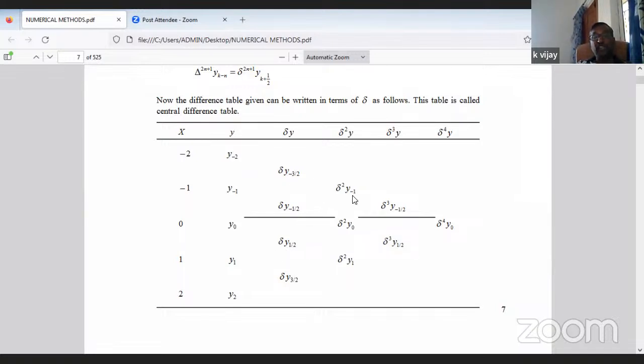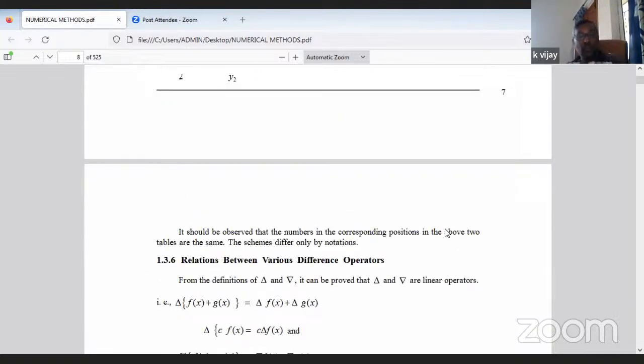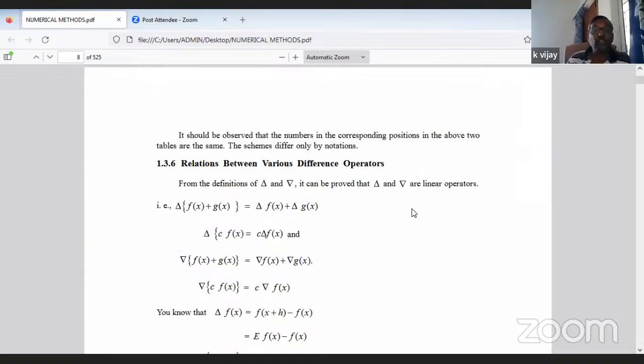These simplifications: del square minus 1, del square y naught, del square 1. Del square minus 1 by 2. Del cube 1 by 2. Plus 1 by 2 and minus 1 by 2 are the values, delta power 4 y naught. So this is the value of this one. It should be observed that the numbers in the corresponding positions in the two tables are the same. The schemes differ only by notations.